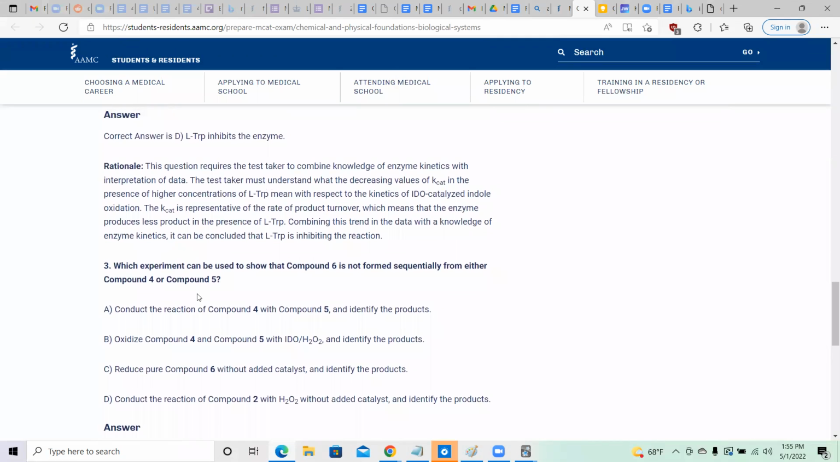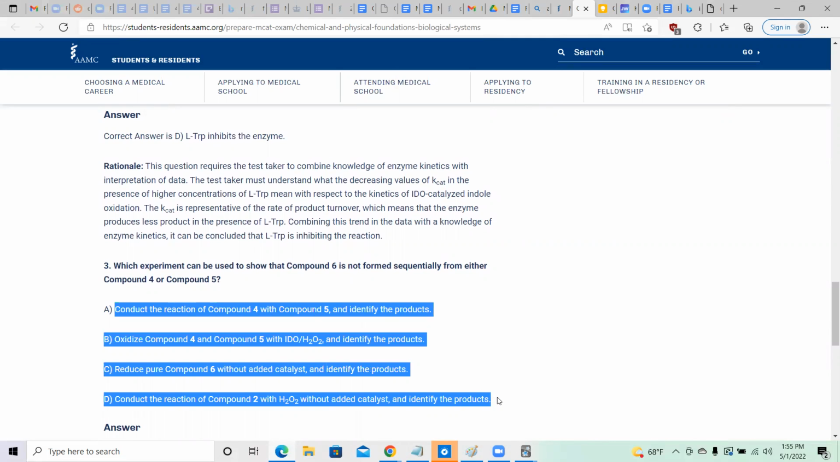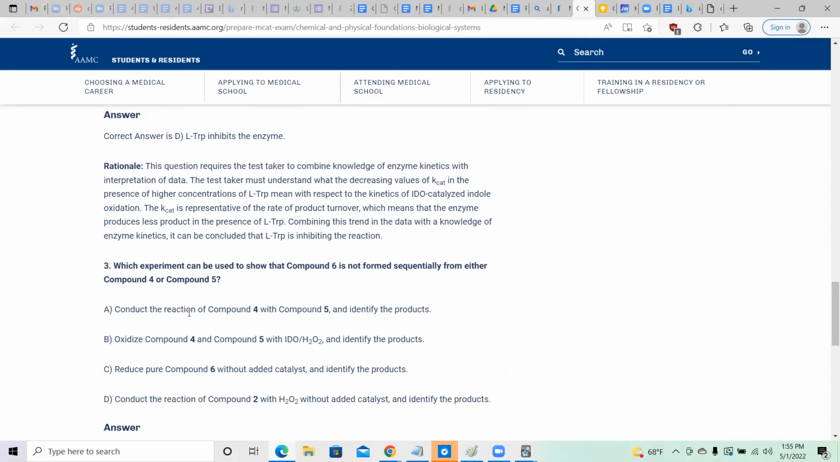So we see 4 different options. And this is a very, very conceptual question, right? We can A, conduct the reaction of compound 4 with compound 5 and identify the products, okay? What would happen if we did this? If we did this, what would we be looking for in the products, or what would we not be looking for in the products?